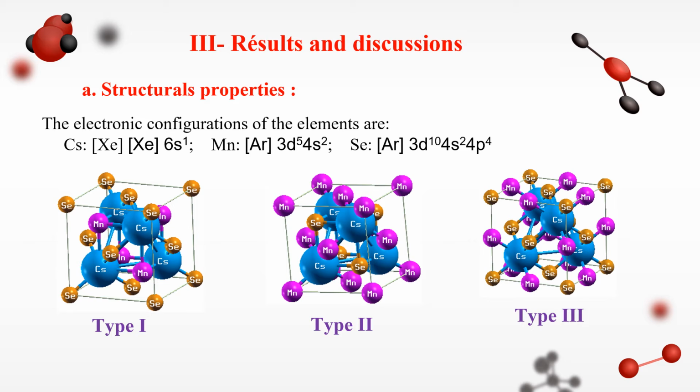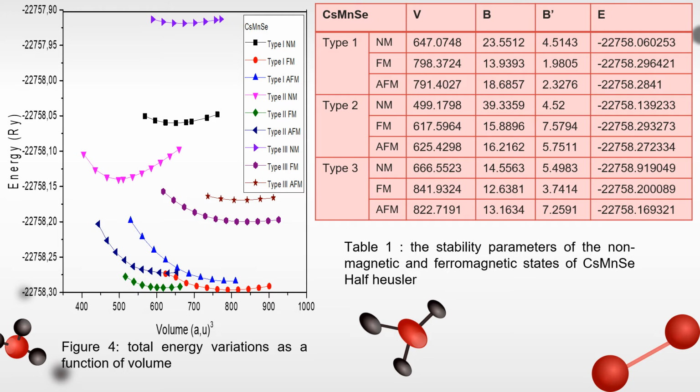Results and discussion. A. Structural properties. This figure, which is in front of us, represents the structure of the different types of atom arrangements, type 1, 2, and 3. Figure 4 represents the total energy variation as a function of volume. We can see that the ferromagnetic curve of type 1 has the lowest energy. For that we can say that it presents the most stable state according to table 1.